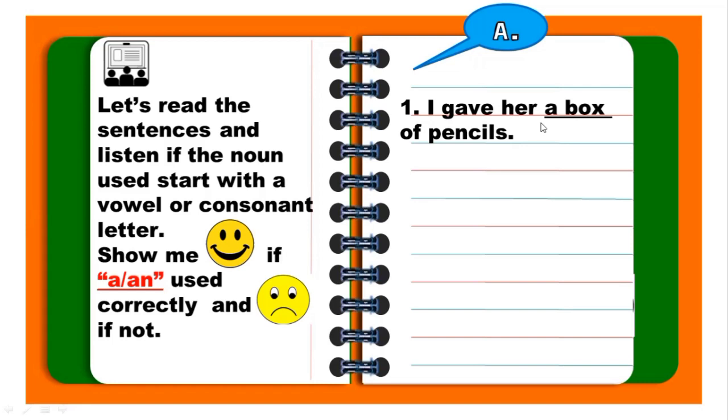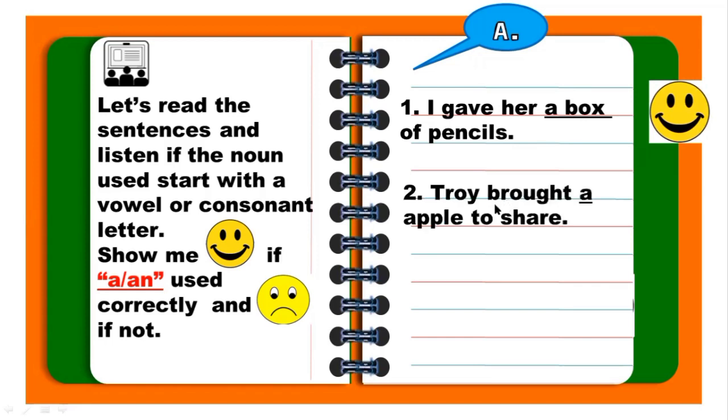Okay, the answer is happy face. Yes, it's a happy face because a box is correct. A is used correctly. Now for number two, Troy brought a apple to share. Is this correct? Is a used correctly in this sentence? Okay, the answer is sad face.